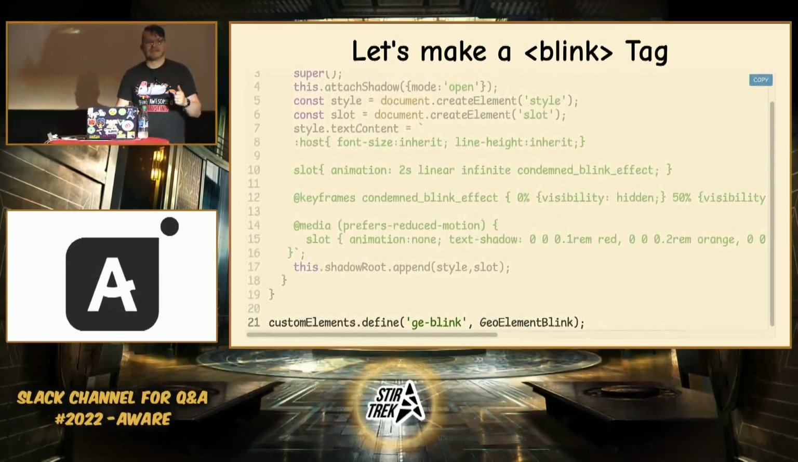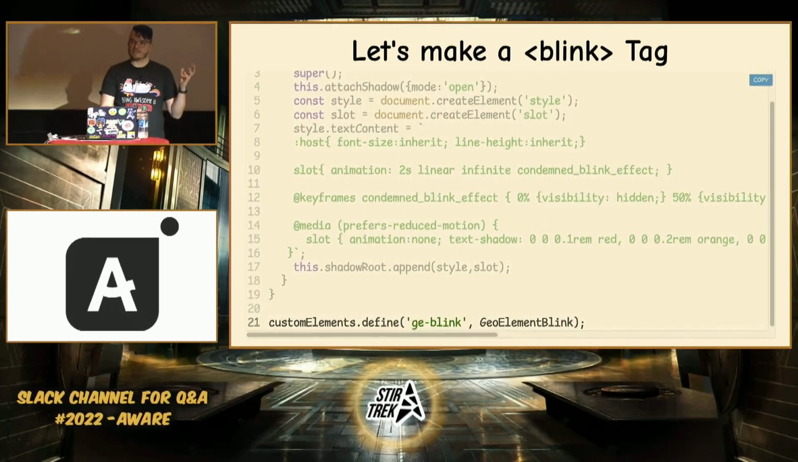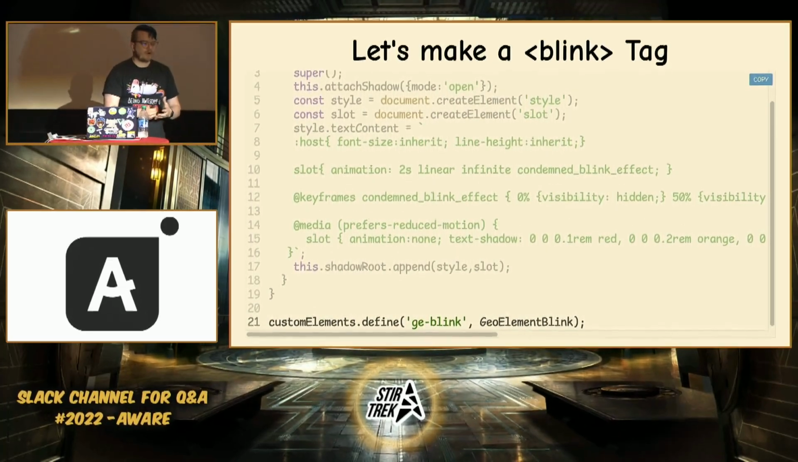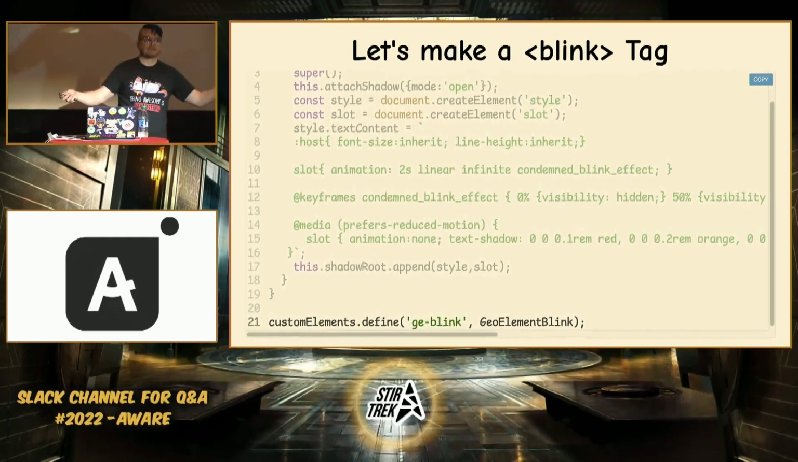Usually, people prefix it with something. So in our case, we're going to do GE-blink for our GeoElements blink tag. And then we're going to pass it the class that we just made, GeoElementsBlink. Everybody get it? Make sense? Cool.